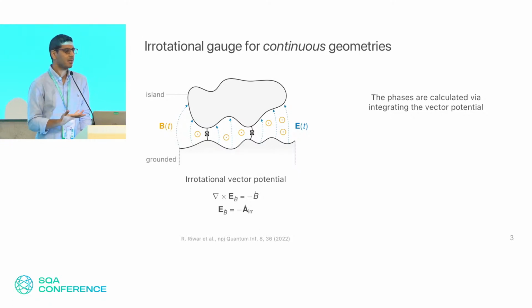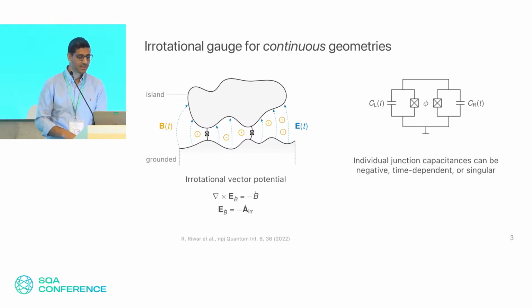But now if we insist on going into the lumped element approach and assign individual capacitances to each junction, we can see that these capacitances can actually be negative, time dependent, or even momentarily singular. And the whole idea here is that for a realistic device, what you have is a total capacitance between the two lumps. But really, the notion of individual junction capacitance is not well defined, at least for our arbitrary geometry.